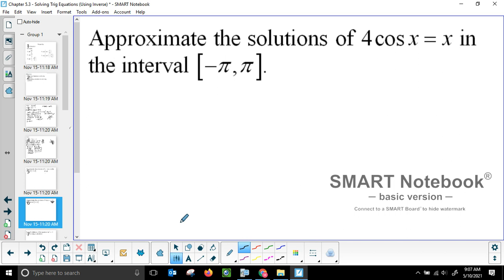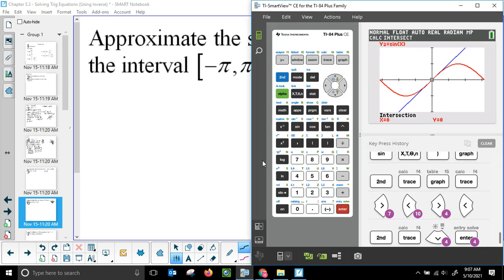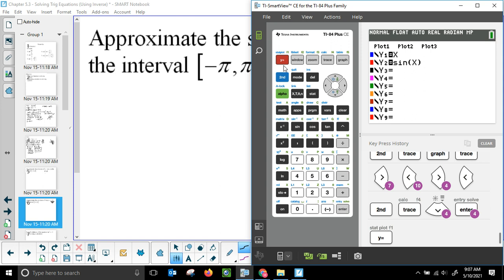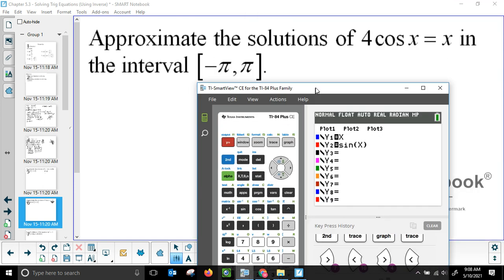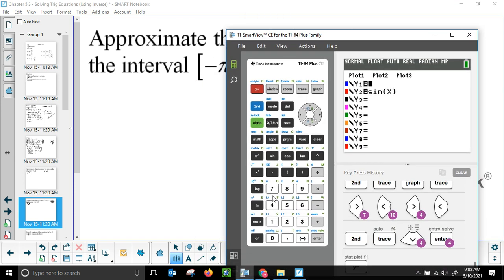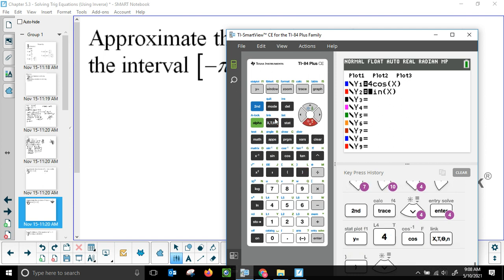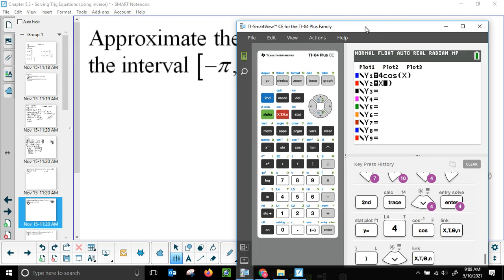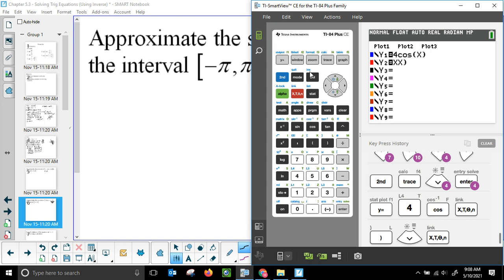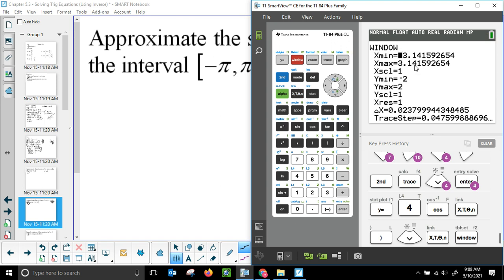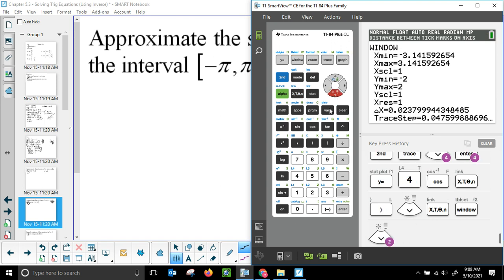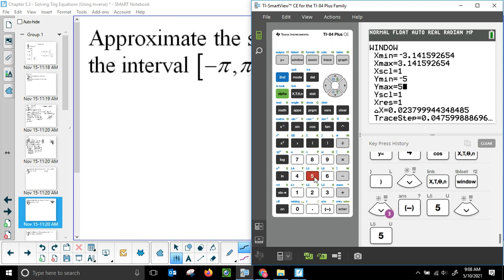Okay, so because the calculator does all of this, it doesn't take too terribly long here, right? So we can go to y equals. We have 4 cosine x. And down here we just have x, all right? We are going to want to mess with our window a little bit. Of course, negative pi to pi stays the same. And here, because of our amplitude being 4, I'm going to go from negative 5 to 5 so we can be sure to see the whole thing.